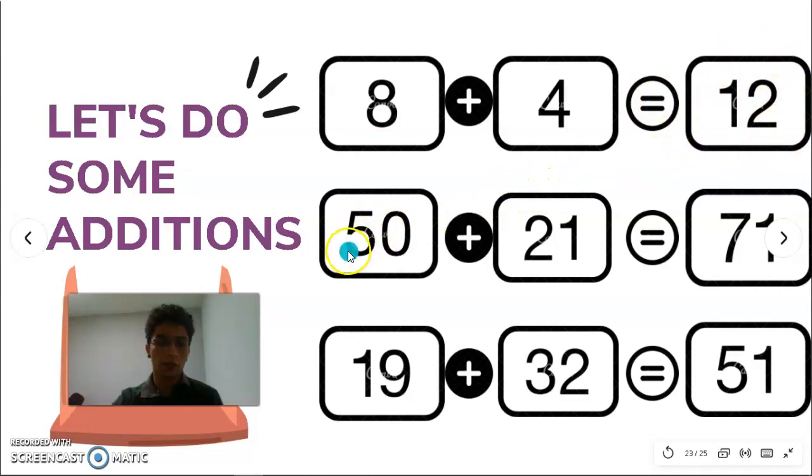Here we have the number 50. 50 plus 21 is equal to 71. And the last one is 19 plus 32. 19 plus 32 is equal to 51.